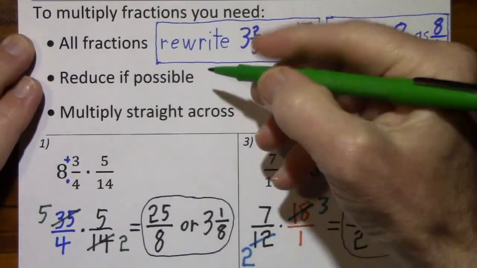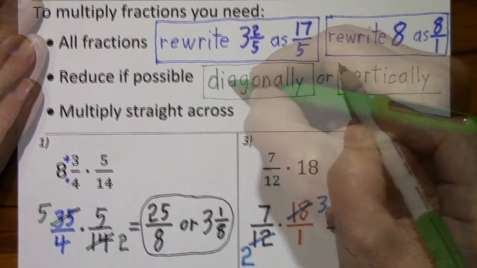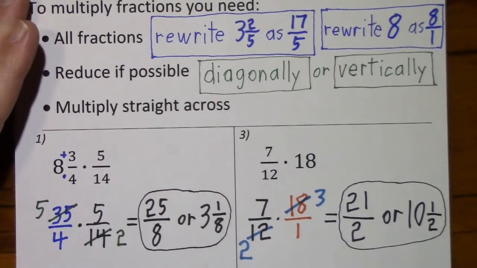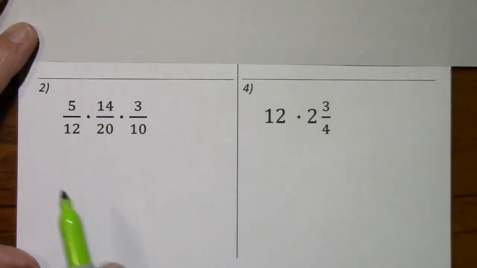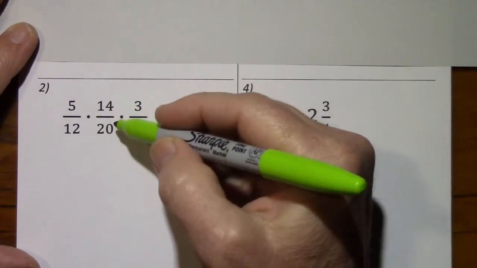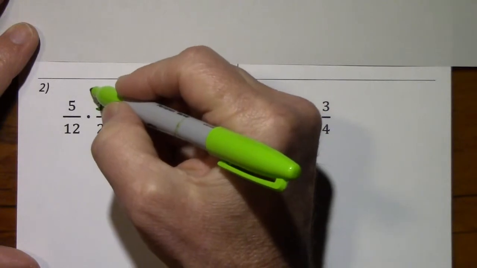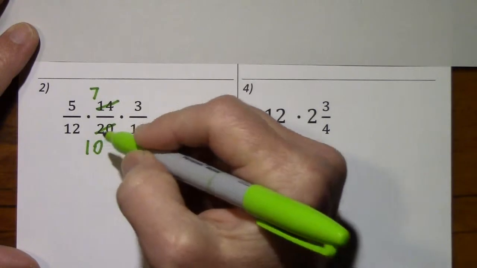And when you reduce, you can reduce diagonally or vertically. In this case, we have all fractions, so we can simply reduce and then multiply. I'll reduce this one vertically. 2 is a common factor. 2 goes into 14 7 times. 2 goes into 20 10 times.